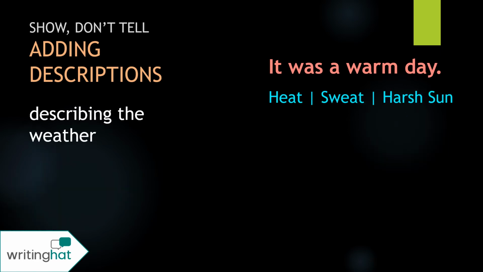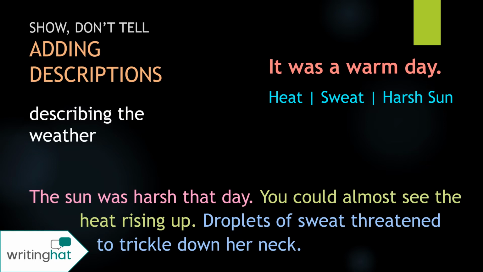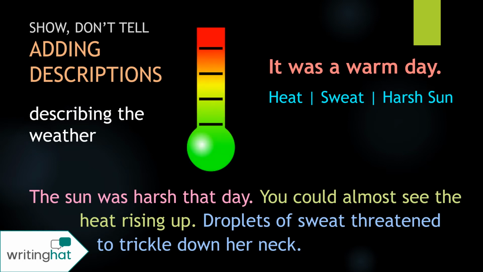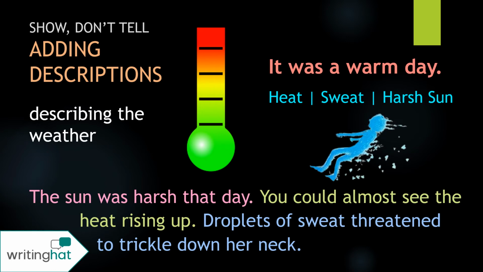And now let's try using them in a few sentences. The sun was harsh that day. You could almost see the heat rising up. Droplets of sweat threatened to trickle down her neck. Now look closely at these sentences. The word warm hasn't been used anywhere. The harsh sun, sweat trickling down, and heat rising immediately draw a picture for your reader. They can now easily feel the warmth of the day.